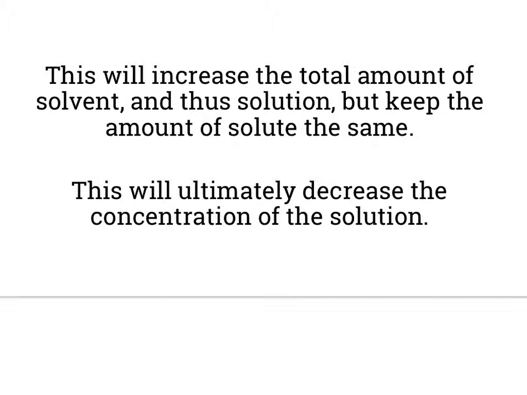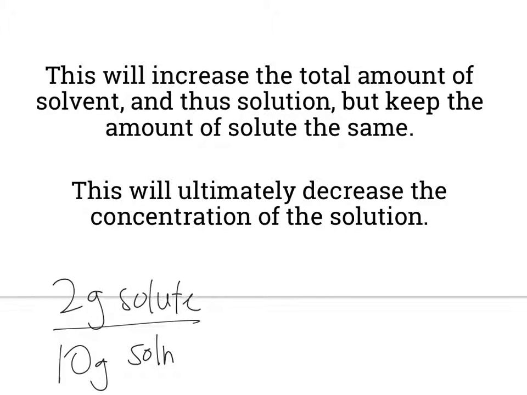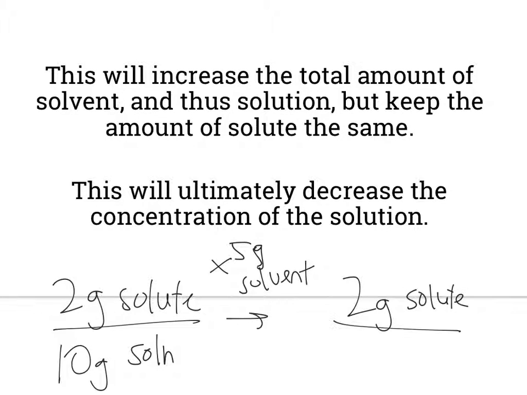So instead of, let's pretend we have 2 grams of solute per 10 grams of solution. If I add more solvent, let's say we had 5 grams of solvent plus 5 grams of solvent. Yeah, we're going to pretend that's at 5 grams. That gets us 2 grams of solute, because that didn't change. But now we have 15 grams of solution. So it increases your solution, but it doesn't change your solute. It does decrease your concentration, but it doesn't change the amount of solute.